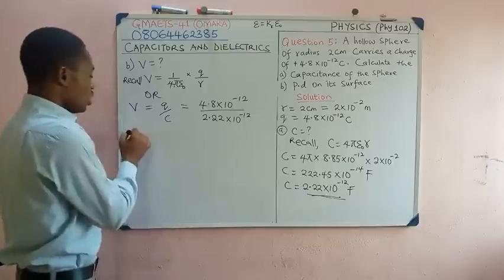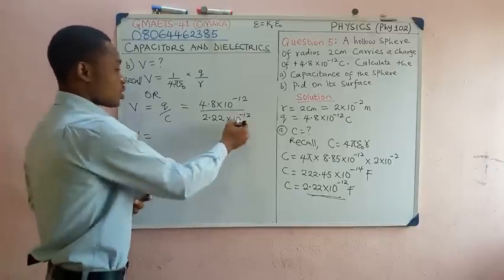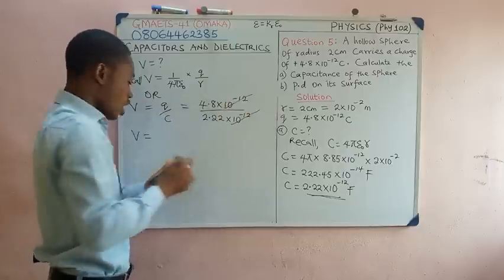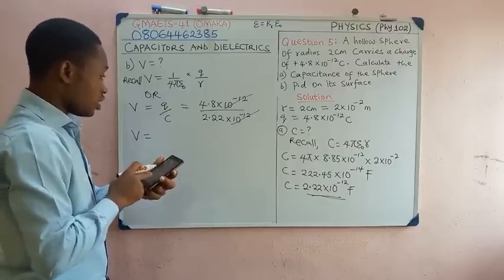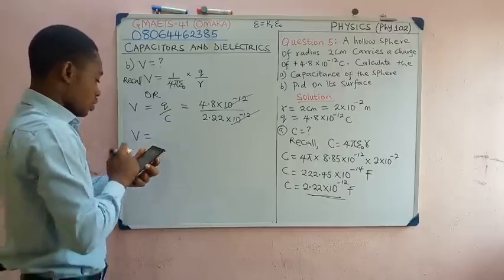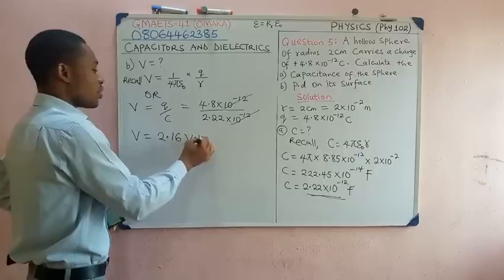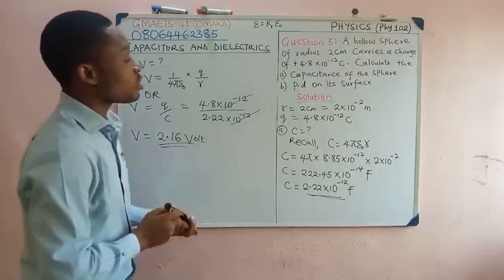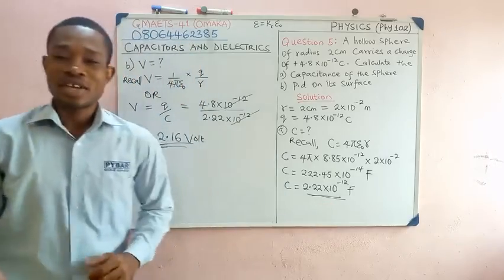Of course, for the potential difference, or electrical potential in this case, the powers of 10 will cancel out. We're going to have 4.8 divided by 2.22. From my end here, it's giving me 2.16 volts, alright? So this is the potential difference on the surface of the sphere, whereas this is the capacitance of the sphere.